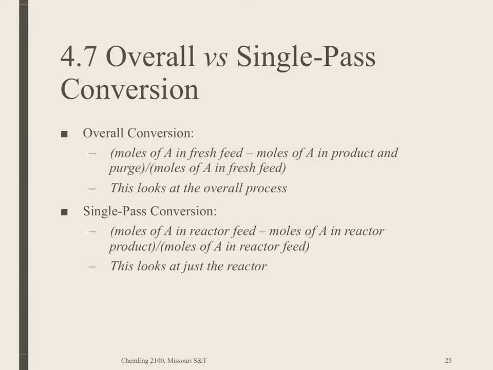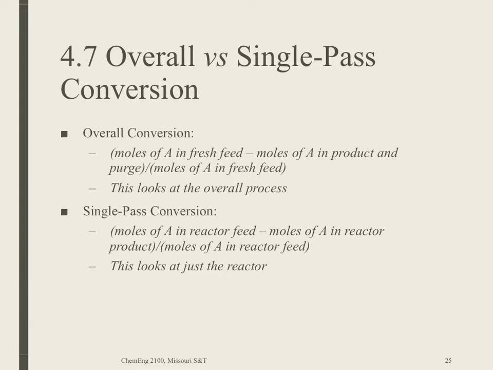So this is going to be of the fresh feed that comes in and what leaves the system as product or purge, the part that didn't react or that did react, okay, well, subtracting off what didn't react, and then divide by how much came in fresh. So this is the definition of fractional conversion, the amount reacted over the amount that was fed for the overall process. The single pass conversion may be very low.